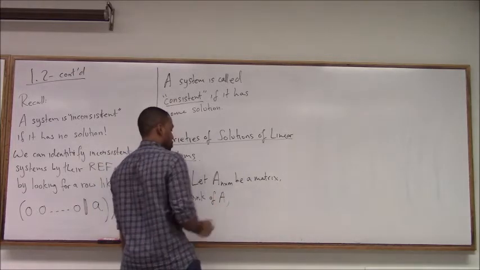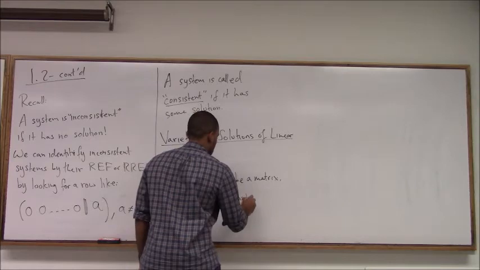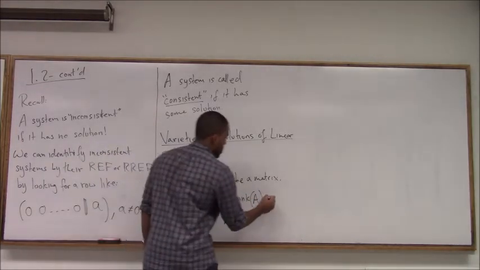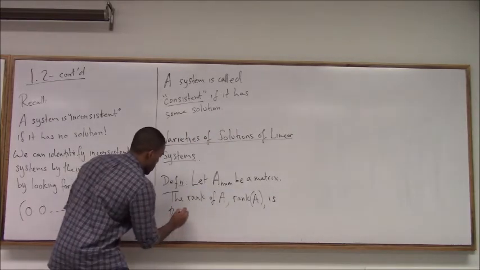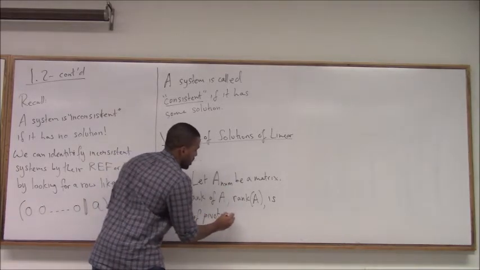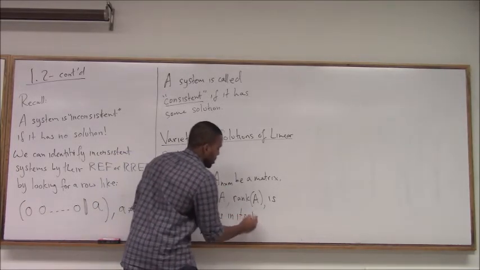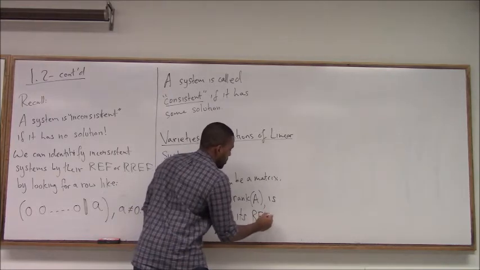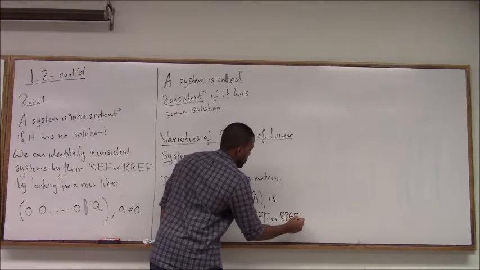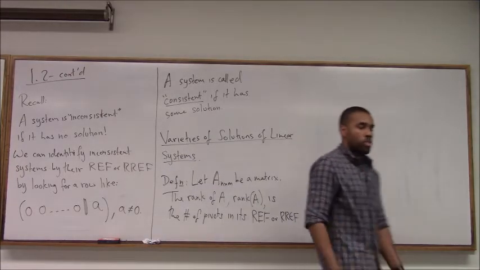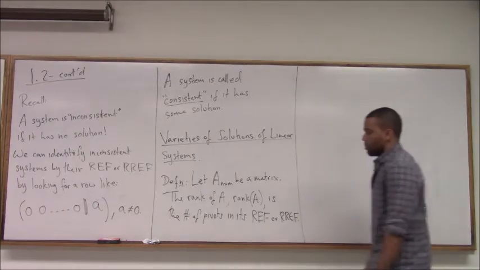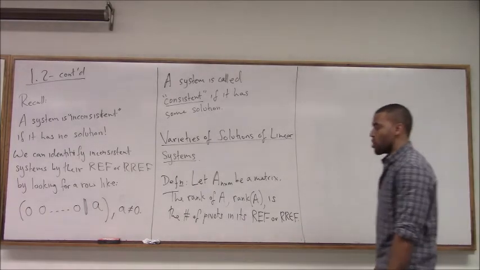The rank of A, which you can denote by rank A, is the number of pivots in its REF or RREF. That's it. You just count the number of pivots once you reduce it. That number is what we call the rank of the matrix.